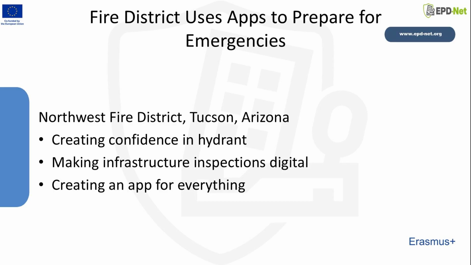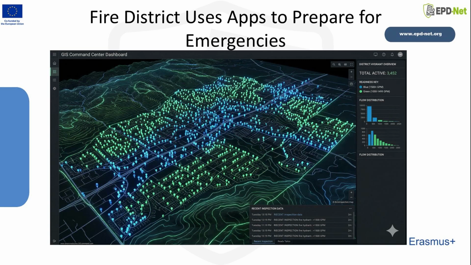The Northwest Fire District serves more than 110,000 residents. Their work depends heavily on having reliable infrastructure, especially fire hydrants. Instead of paper forms and manual reporting, the district shifted to mobile GIS apps. Creating confidence in hydrants, nearly 10,000 hydrants in the district are tracked in real time. Their status, location, and associated water utility are visible instantly, giving teams full confidence that the hydrants will work when needed. Making infrastructure inspections digital, field crews use mobile apps to capture hydrant inspections directly from the field. In just 60 days, one team inspected 4,000 hydrants, a task that used to take much longer on paper.